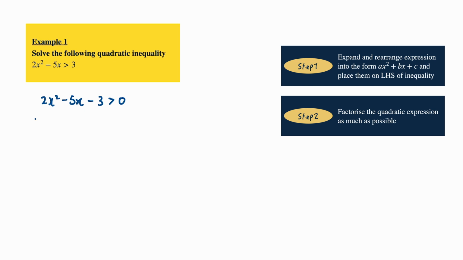The first step is to expand and rearrange the expression into the form of ax squared plus bx plus c, keeping 0 on the right hand side of the inequality. This will give us 2x squared minus 5x minus 3 is more than 0. Step number 2, we will factorize this expression as much as possible, which in this case is (2x plus 1)(x minus 3) is more than 0.